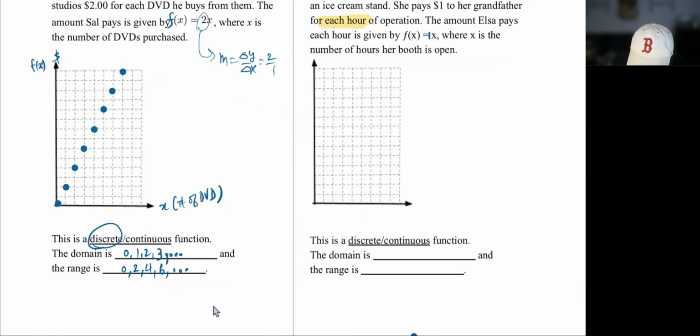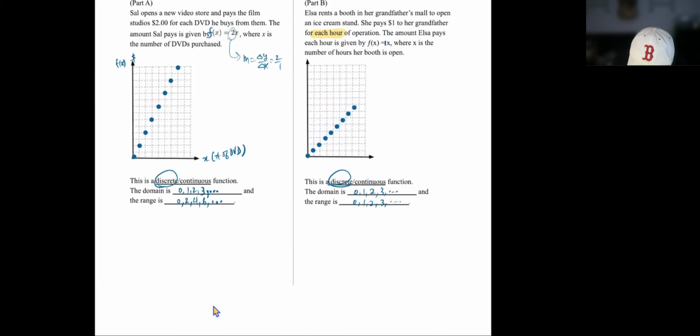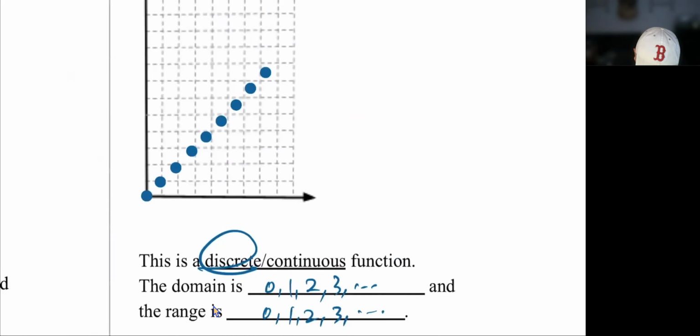So it is discrete. The domain should be 0, similar to the previous one: 0, 1, 2, 3, dot, dot, dot. And for each hour, you pay $1, 2 hours for $2, and so on. So the range will be exactly the same. And when you do that, I believe it should look kind of like this. Let's see if that matches. Yeah, it almost matches. That's slightly off. There you go.